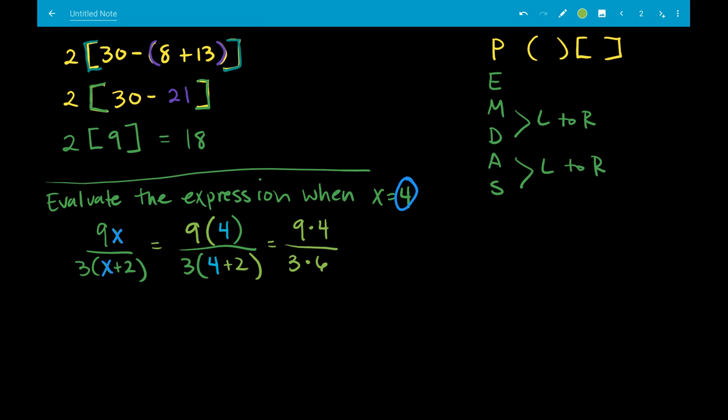Okay, so now in the numerator, I am multiplying. In the denominator, I am multiplying. I can just do those each. So 9 times 4 is 36. 3 times 6 is 18. So 36 divided by 18. Now I divide. The fraction bar just means division. So 36 divided by 18 is 2. And I divide and I'm done.